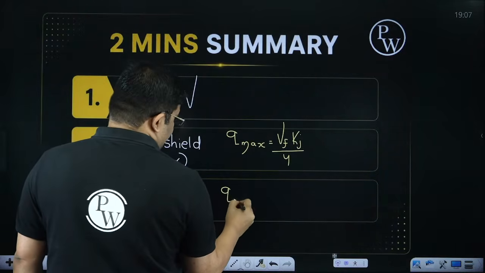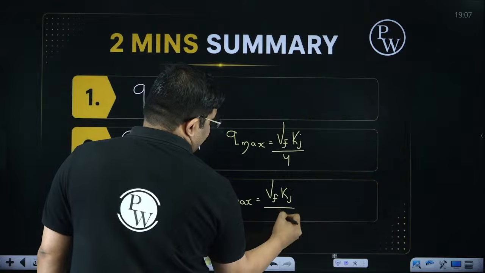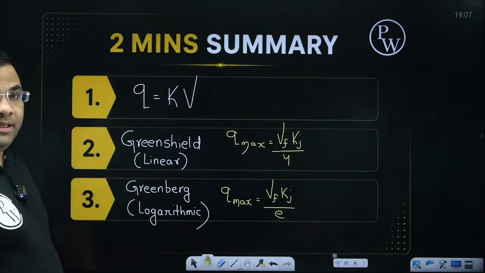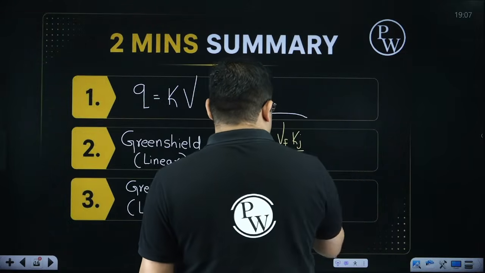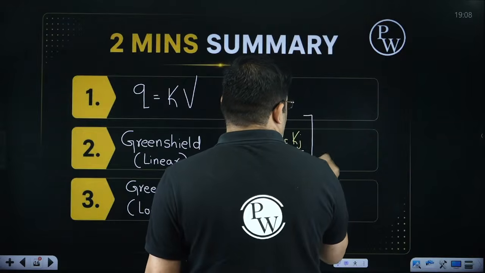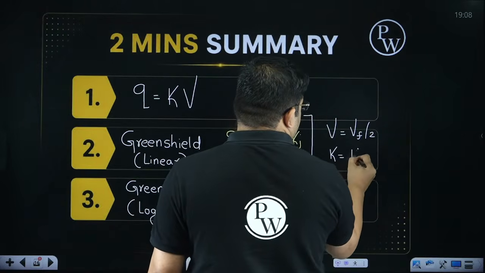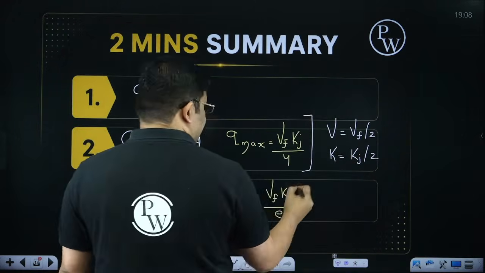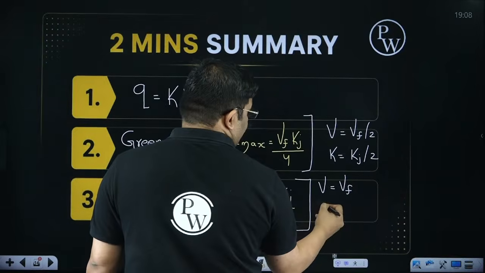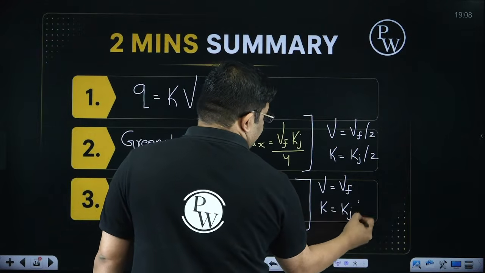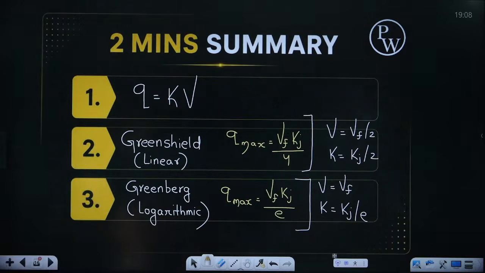And in case of Greenberg, it is Vf into Kj by e. And then we saw that for this maximum flow condition in Greenshields, the speed was Vf by 2 and the density was Kj by 2. And here, for maximum flow condition in Greenberg, the speed was equal to Vf and K was equal to Kj by e. So these are the fundamental differences and you should know this nicely.